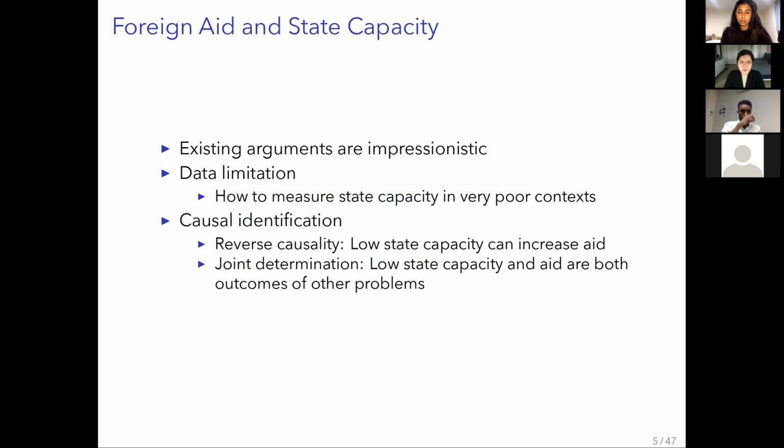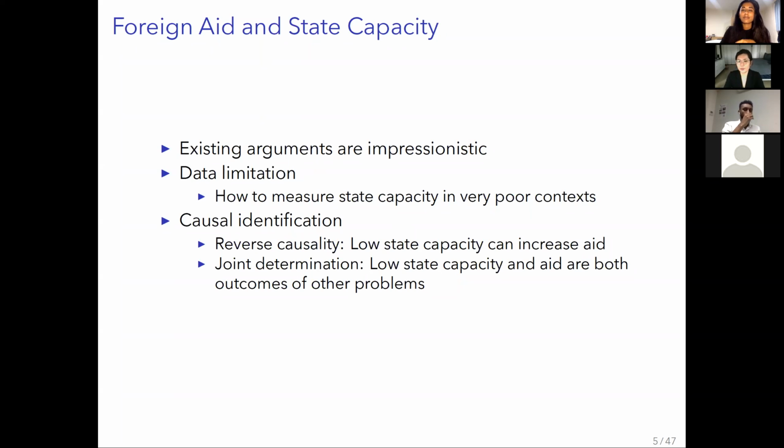So the main difficulty, of course, is that we don't really have great data to measure state capacity in very, very poor contexts. For those of you who study Tilly and his work, he's the one who coined the phrase state capacity, and we typically think of state capacity as the ability of the national government to collect taxes, and this is very relevant for the historical European context that Charles Tilly was studying.